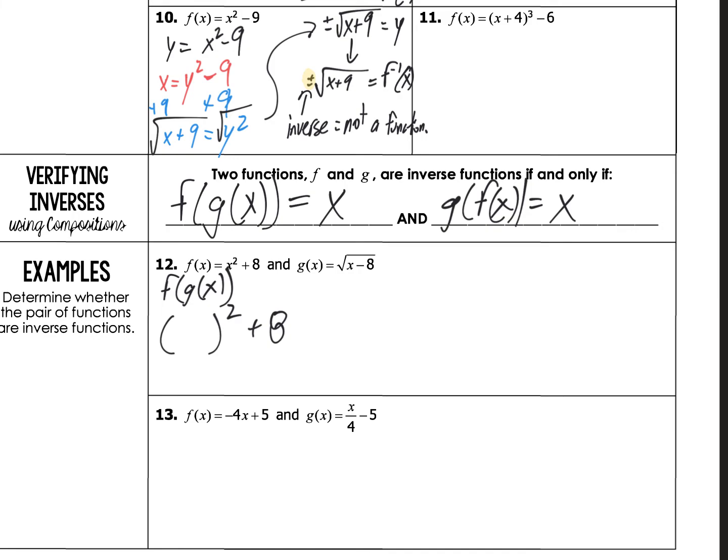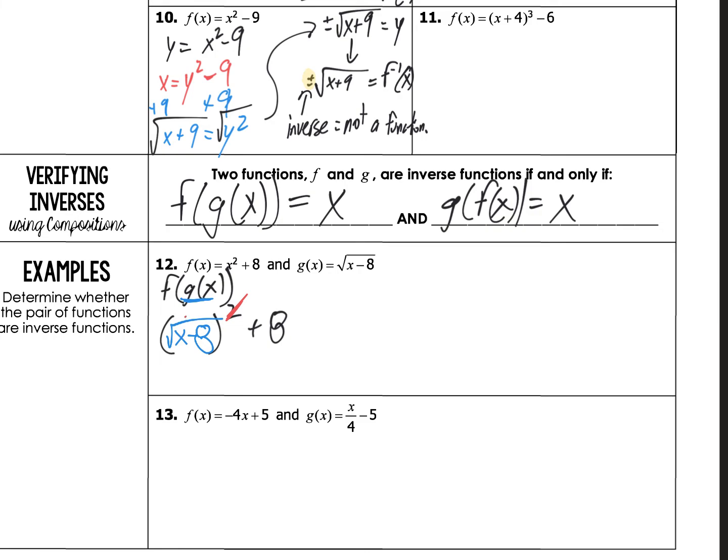Now once I've got my blank, we'll fill this in using the other function because it's not x anymore. Now it's g of x. So let's put in square root x minus 8. And let's see if things actually cancel out nicely the way we want them to.